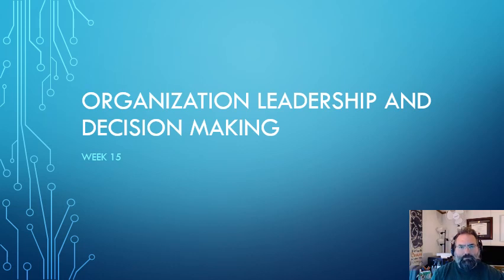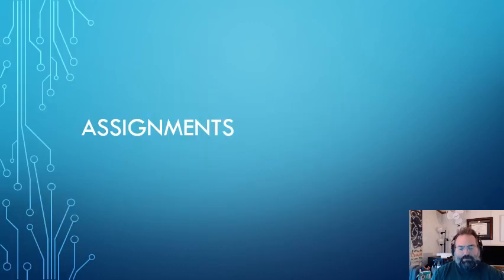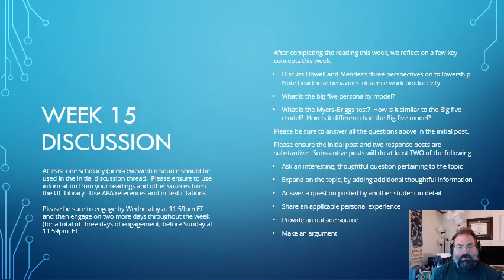I am your instructor. Our agenda for today is we'll go over the assignments and then we'll talk about the reading. First, the assignments. During week 15, we're going to cover information about leadership and communication within organizations. By the end of the week, you should be able to understand the various components of followership, explain the Big Five personality model, and you're to have read chapter 13 within the text, and you want to go take a test on the Big Five personality model.